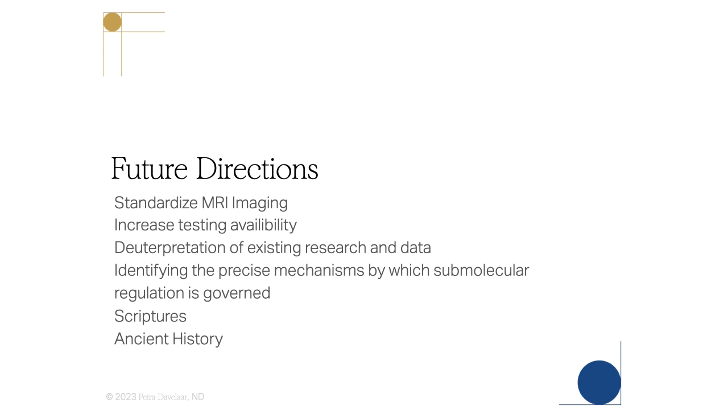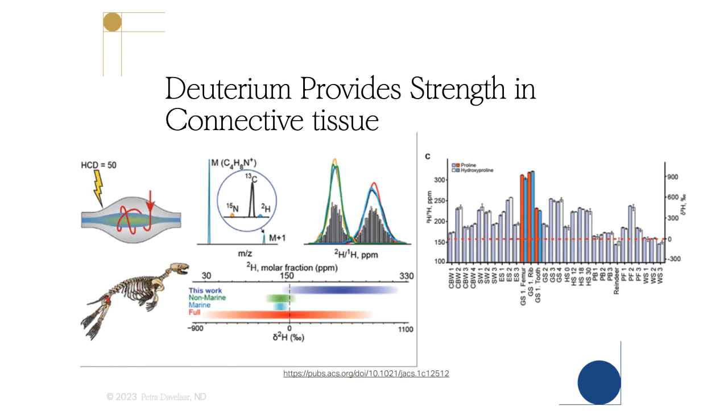There are even more fascinating areas to cover in deuteronomics, and that has to do with the scriptures, interpretation, and ancient history. So as I said, this fascinating original paper came out in early 2022 by Roman Suborov from the Karolinska Institute, and it's called Abnormal Hydroxyproline Deuterium Content Redefines Hydrogen Chemical Mass.